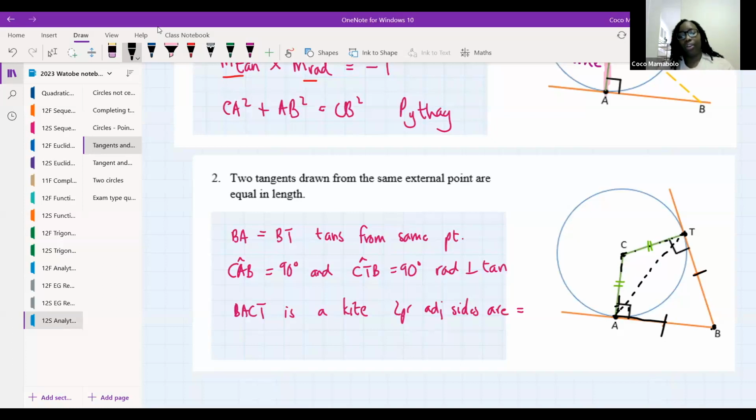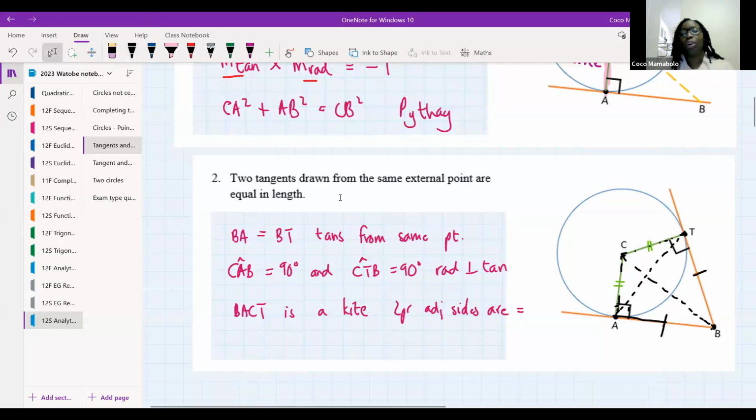Okay, all right. And then we also know, I'm looking at Teacher Lee's notes over here, that BACT will be a kite with two pairs of adjacent sides. So I can even draw the line from C all the way to B, and it can create that same effect that we would have if we had a kite. And that takes us back to quadrilaterals. We need to then remember the properties of a kite.